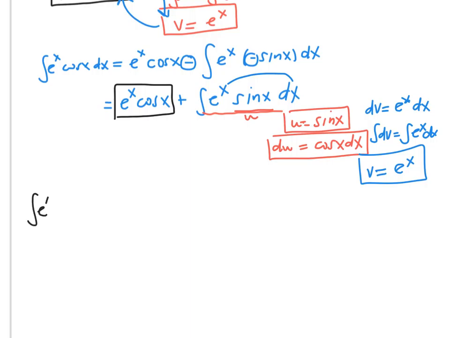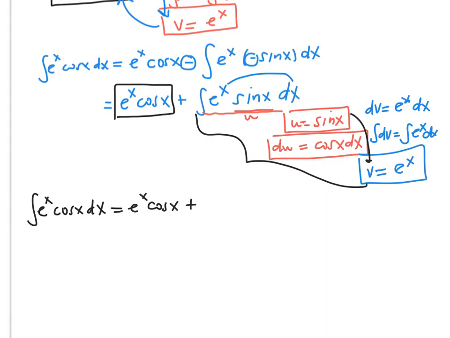Here's the original. Antiderivative of e to the x cosine x dx. And then this portion, e to the x cosine x. And to that we're going to add what we get from this part right here. So we need to do u times v. And notice that it's sine x times e to the x. So let's write that e to the x out in front.